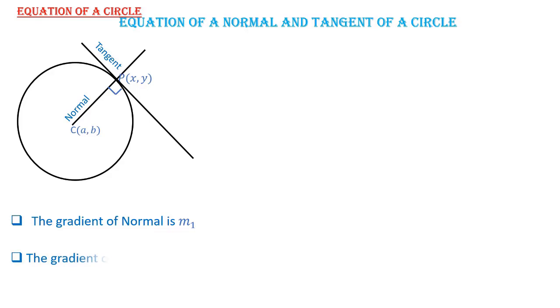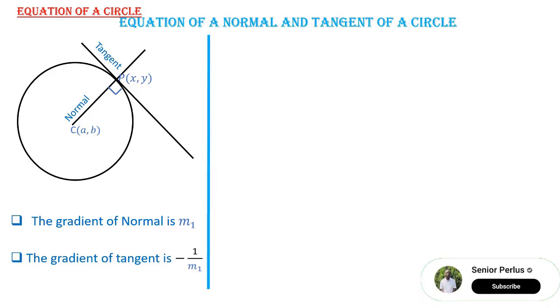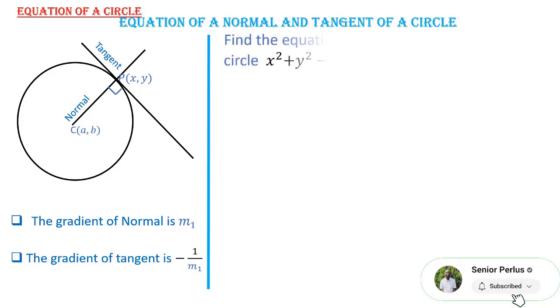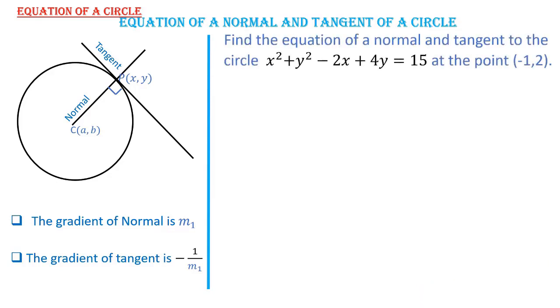Then we'll get 90 degrees from there. So the gradient of a tangent is -1 over m1, which we have explained in gradient of a line. The same now applies here. So find the equation of a normal and a tangent to a circle.